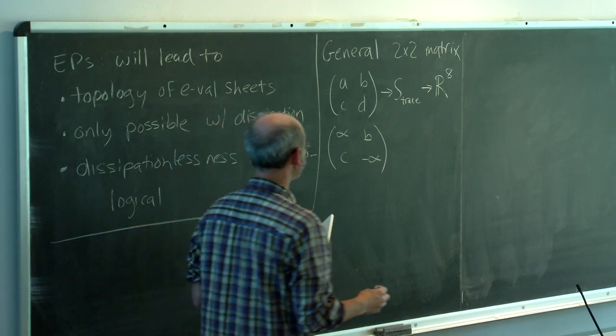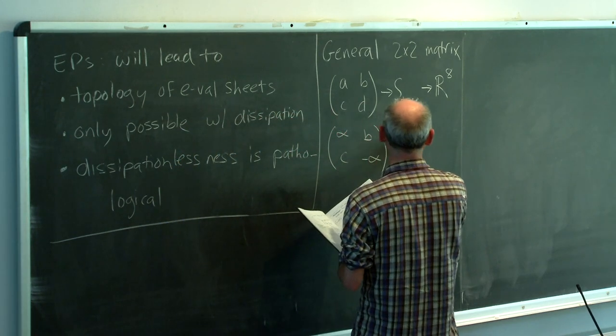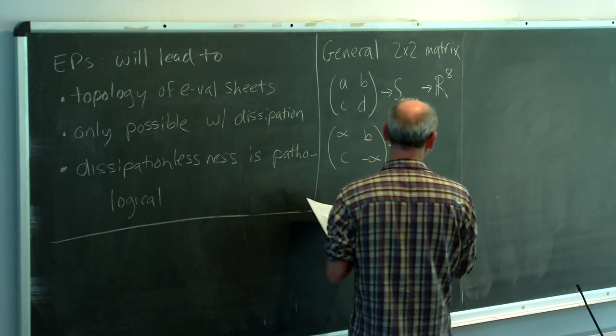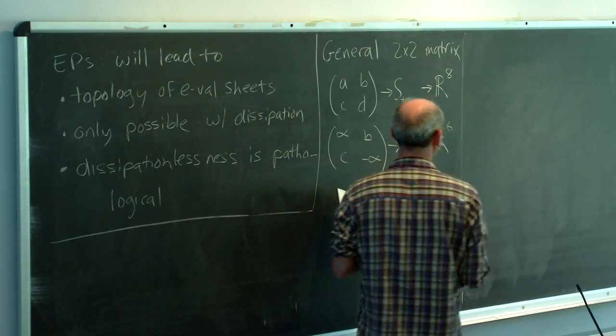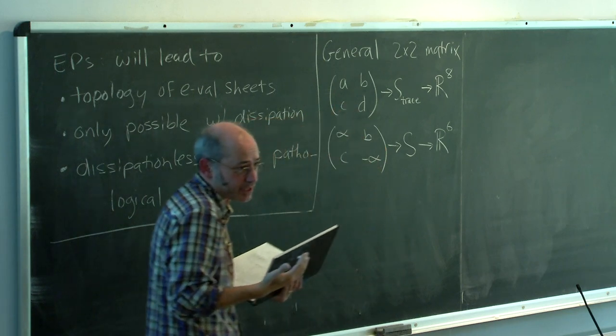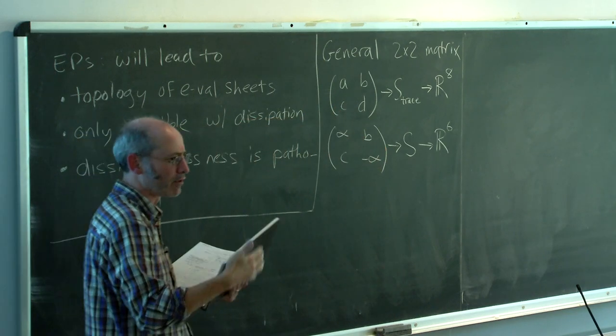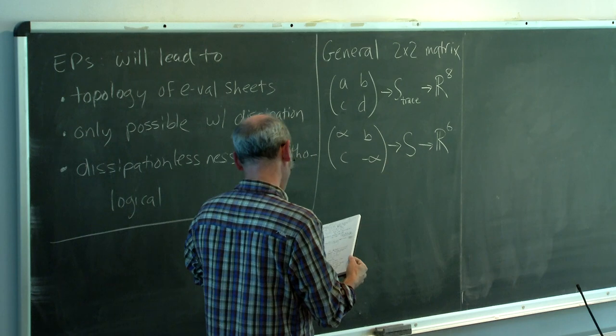These are still completely arbitrary complex numbers. It'll definitely be traceless. And every possible matrix is a point in a space that I'll just call S, which is topologically equivalent to R6. It takes three complex numbers, six real numbers. They're all independent of each other. So that's R6.